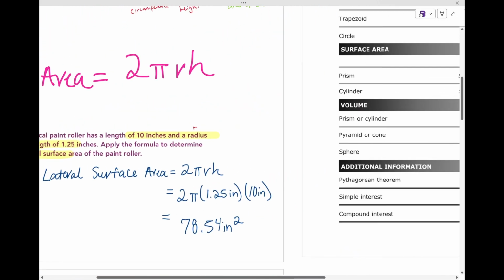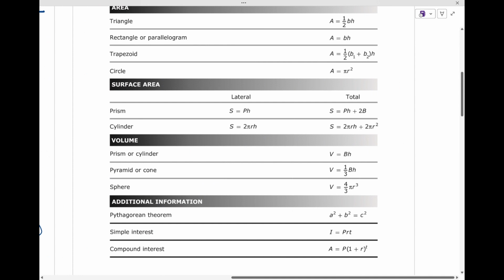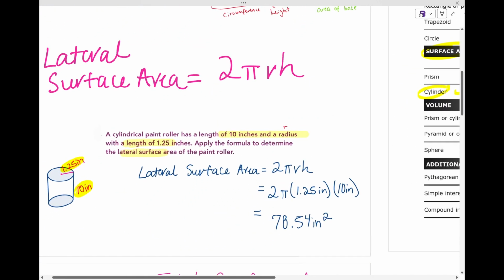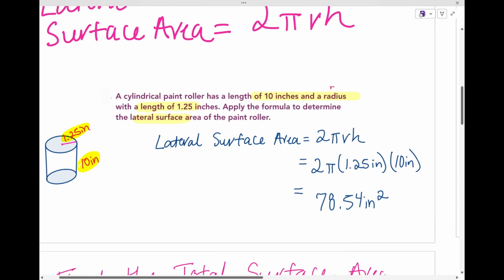Well, lateral surface area, let's look at the formula real quick. Looking at surface area, looking at lateral, looking at a cylinder. So 2 pi r times h, and that's what's written here. R again is our radius, we said it's 1.25, so I just replace r with 1.25. H stands for height, we said our height should be 10 inches, so I'll replace h with 10. In is just our units for inches, it's not any variables or anything.